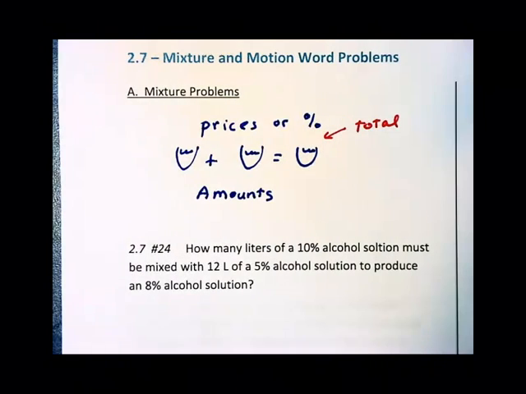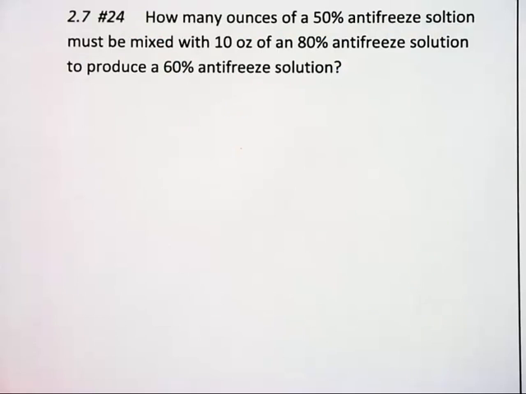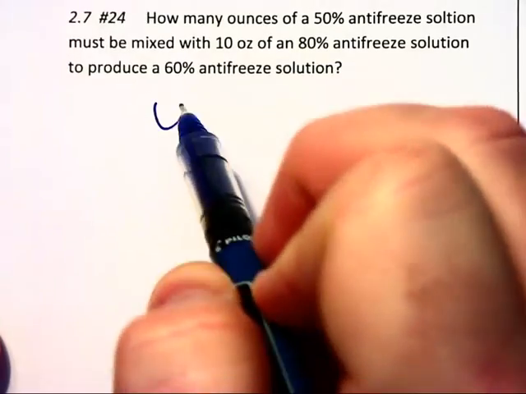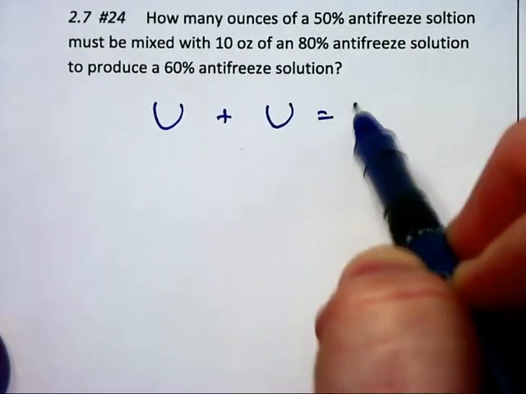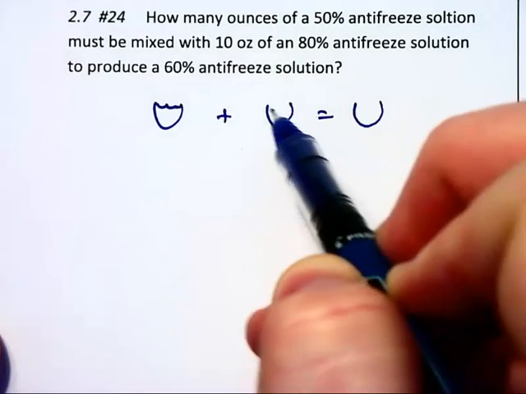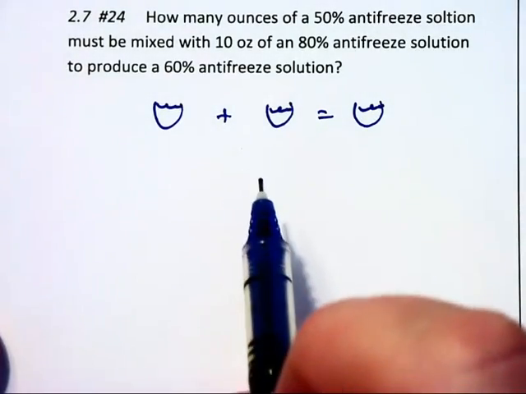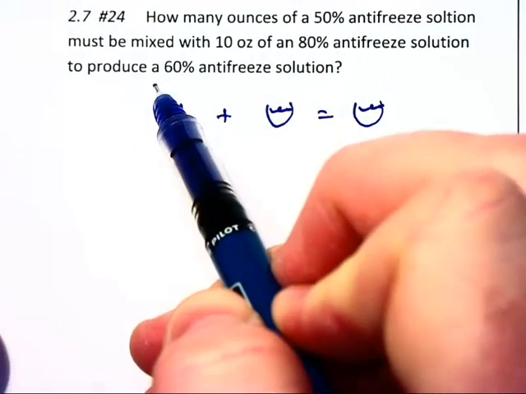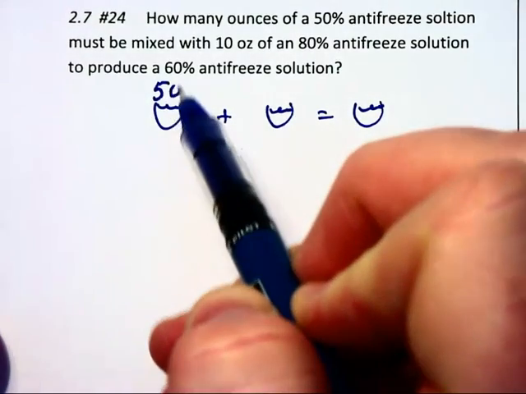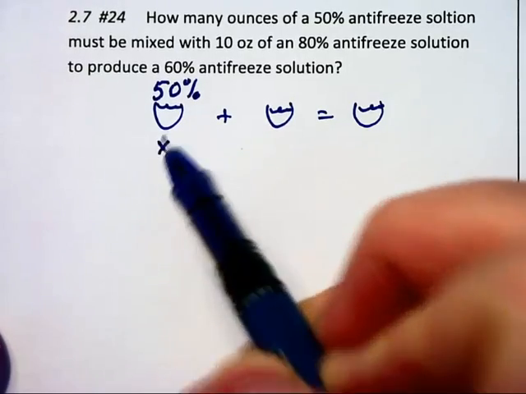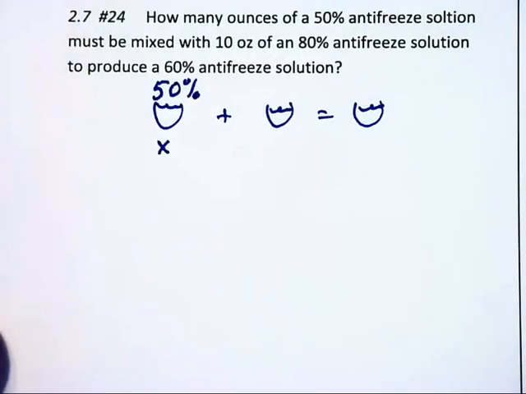Let's start our first problem and show you how to use it. Okay, let's use this model here, and we notice we're mixing together antifreeze here. So here are my mixing containers, however you want to draw them. And so how many ounces of a 50% solution? Well, 50 is a percent, and that goes up on the top. How many ounces of it? I don't know. The amount gets labeled as x on the bottom there.